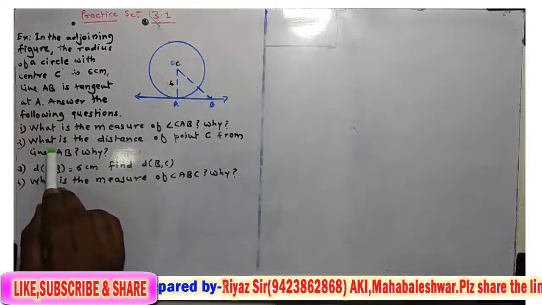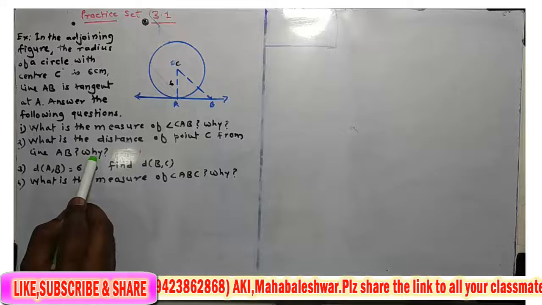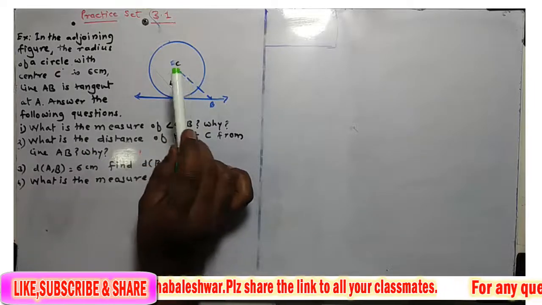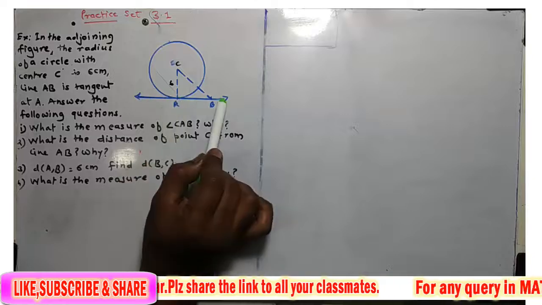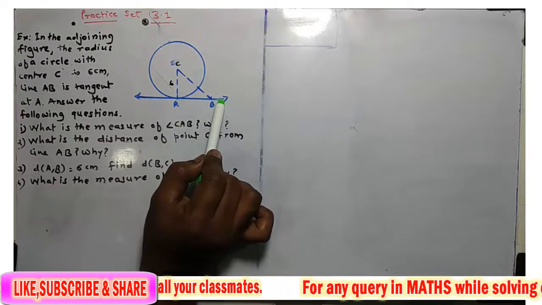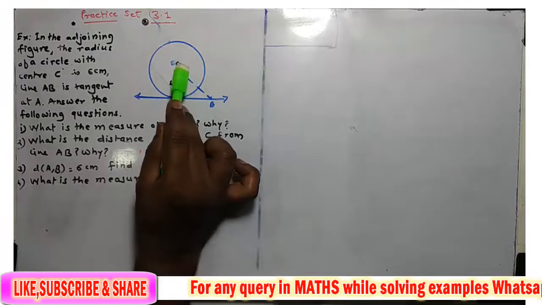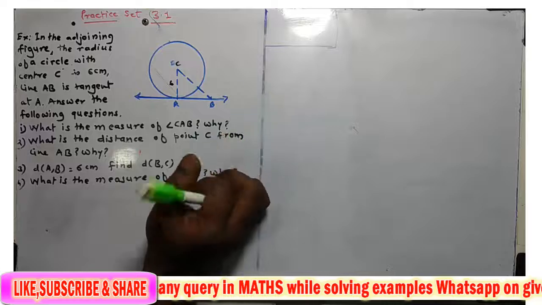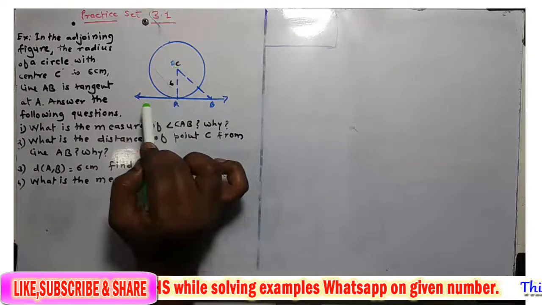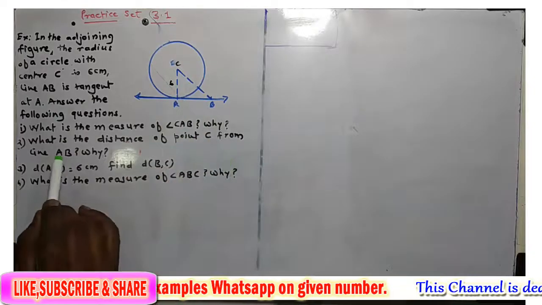That is the answer for first question. Okay, now second, what is the distance of point C from line AB and why? Now here, if angle CAB is equal to 90 degree, then this CA is perpendicular to line AB. Okay, and that perpendicular distance is the least distance between the point and that line AB. Okay, and therefore the distance of point C from the line AB is 6 centimeter. That is the answer for second.